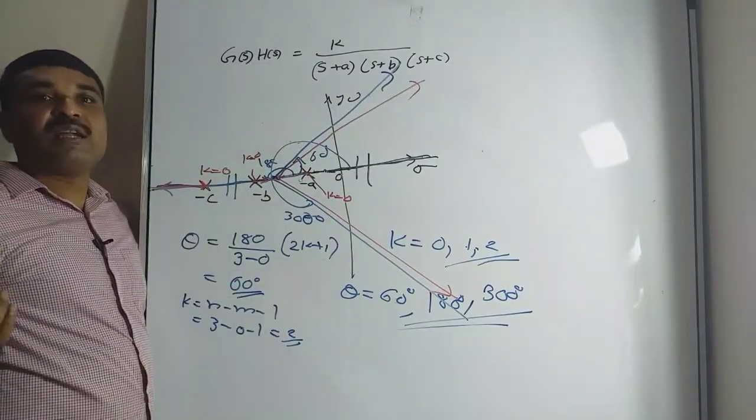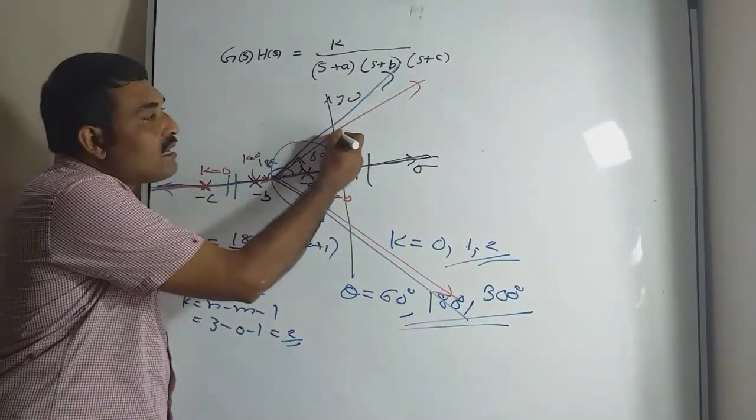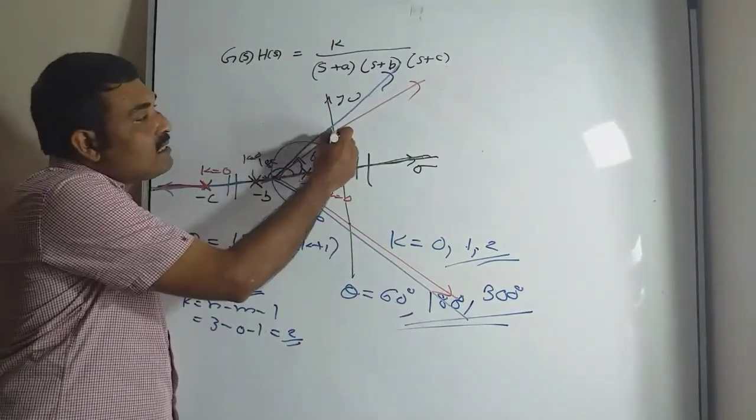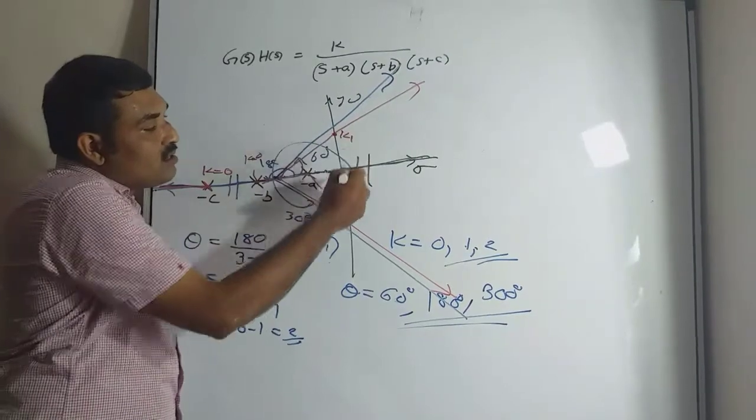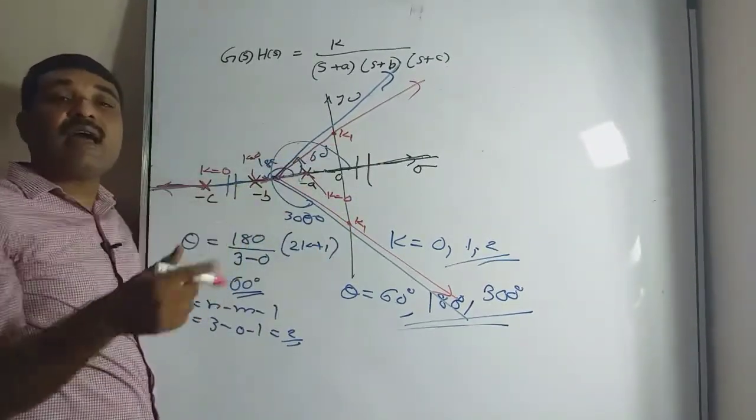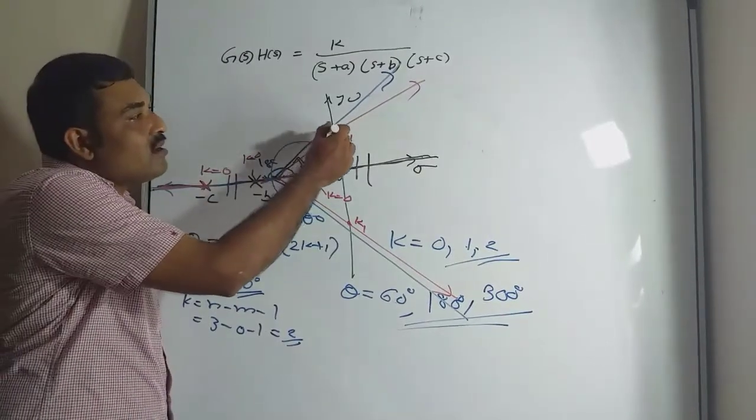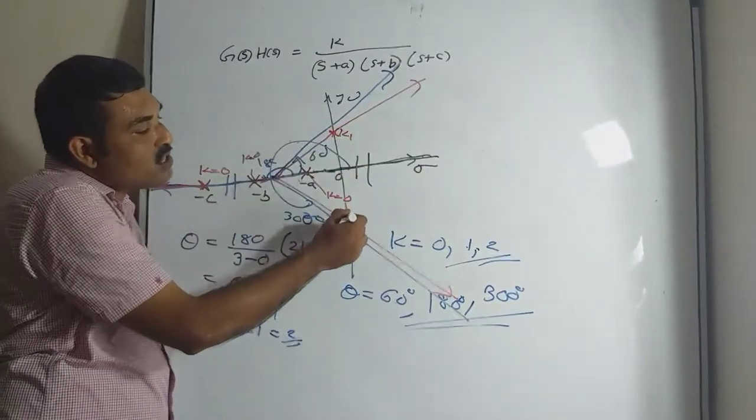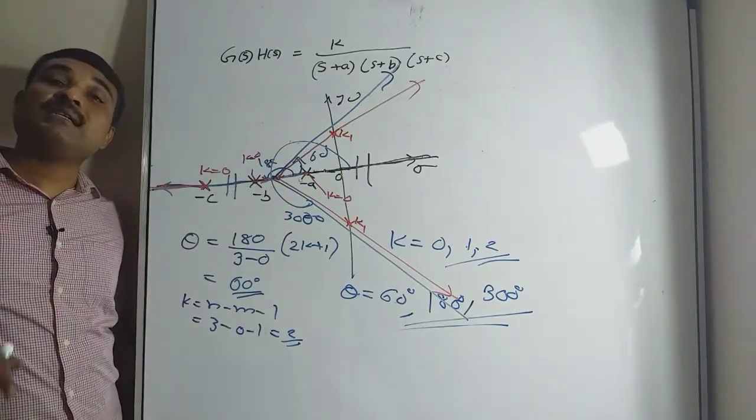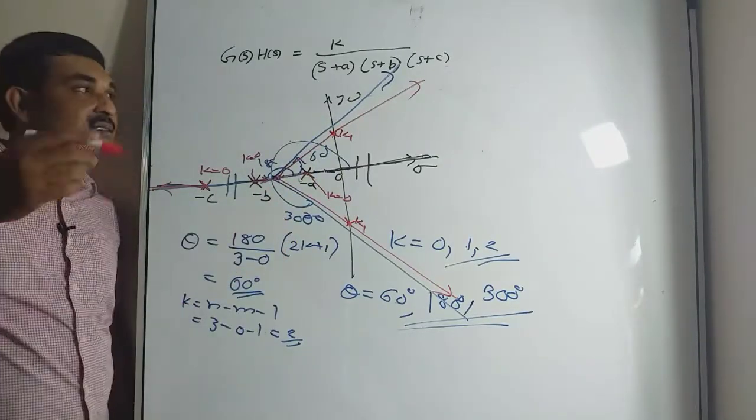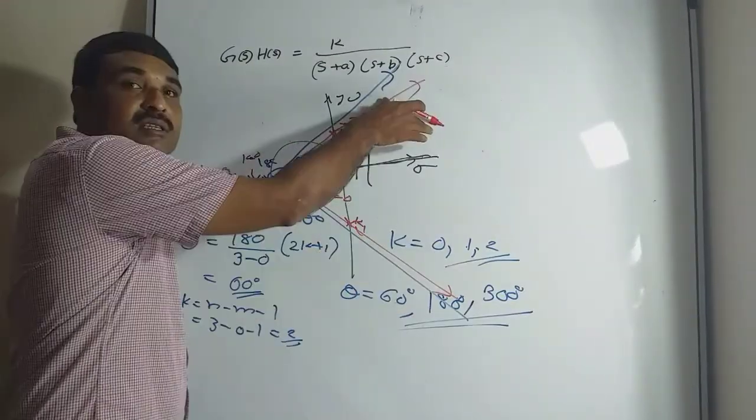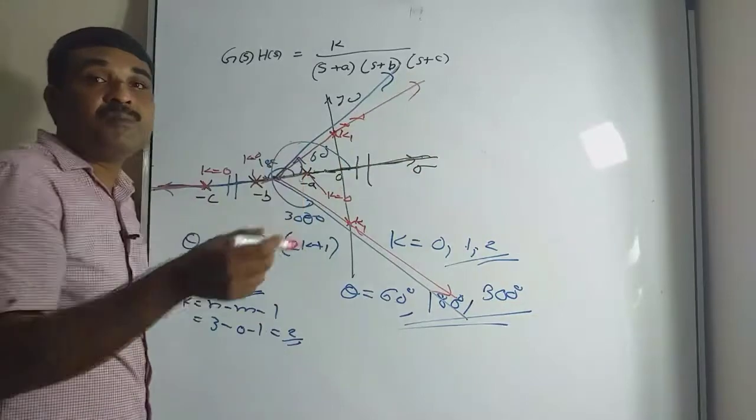For some particular value of gain k, this will cross the imaginary axis. Let the gain at this point be k1. So for the value of gain k equal to k1, we have a pair of complex conjugate poles on the imaginary axis. The system becomes marginally stable. Then again we increase the value of gain. What happens? The roots will cross into the right half of the S-plane and the system becomes unstable.